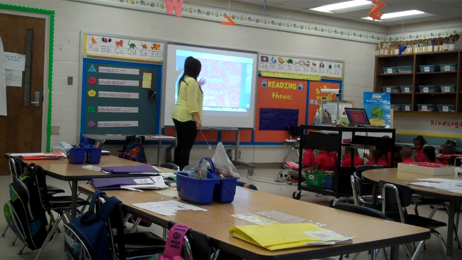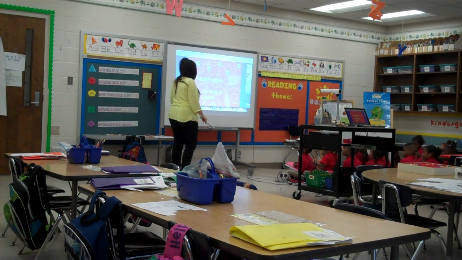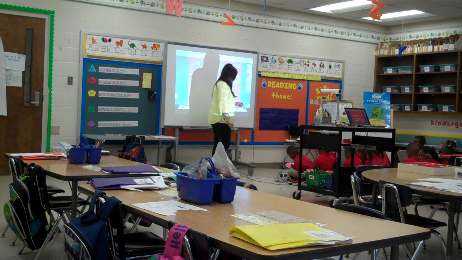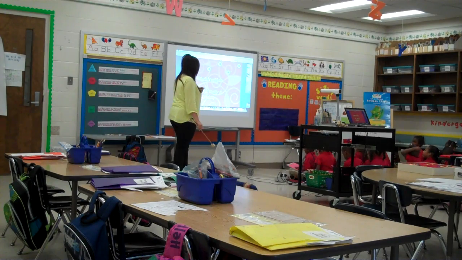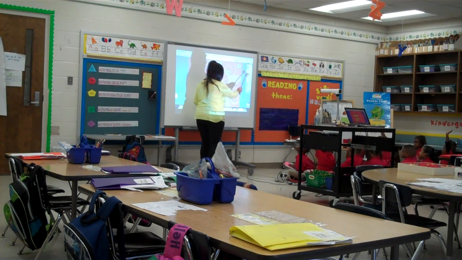Subtracting up to what number today? 20. And we're using our strategies to help us subtract. We'll go over our strategies and review them, but we should all know those by now. So we're subtracting with word problems. We're going to be looking in the word problems and finding the numbers that we need to subtract. We're also going to look for the words that help us figure out if we're adding or subtracting. So who's ready to subtract up to 20?